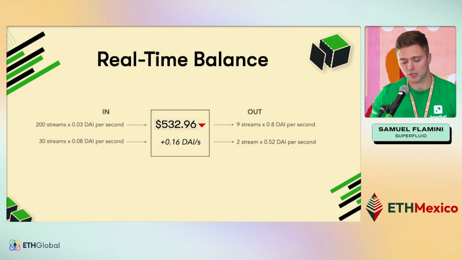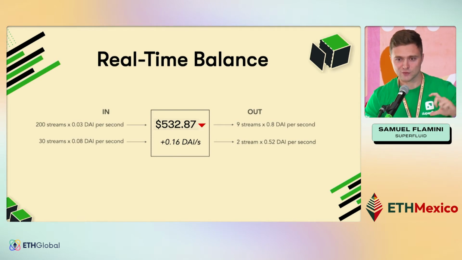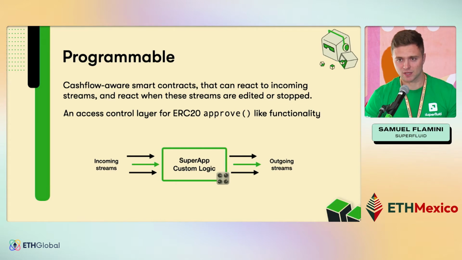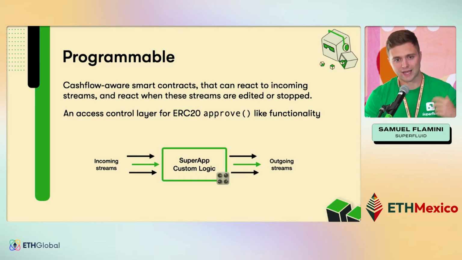We can get into the details, but the thing you need to understand is we're doing this by hacking the block.timestamp value to move money effectively for us, right? It's pretty cool. The other cool thing about this is that because it's a smart contract framework, there are a lot of things we built into it to make it programmable, right? So you can provide an access control layer, something very similar to ERC20 approve methods. So I can grant you the ability to open streams on my behalf.